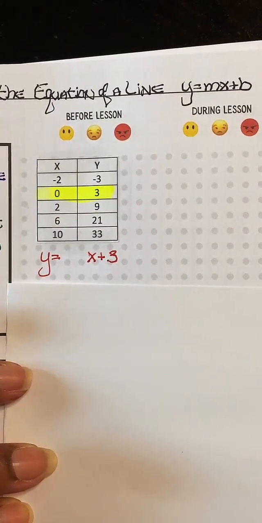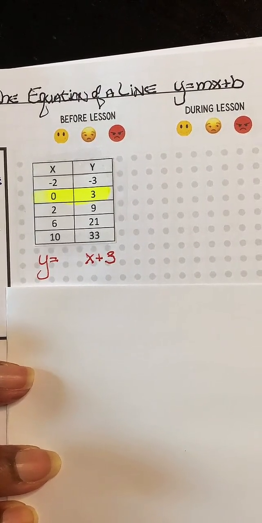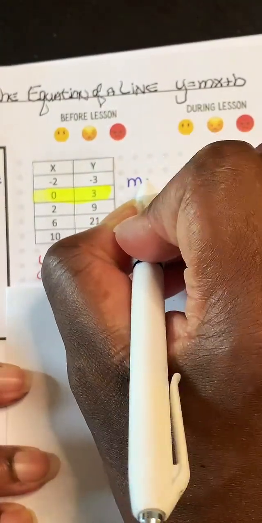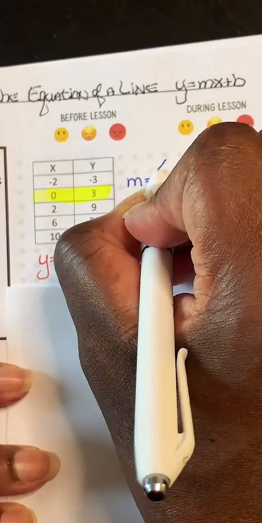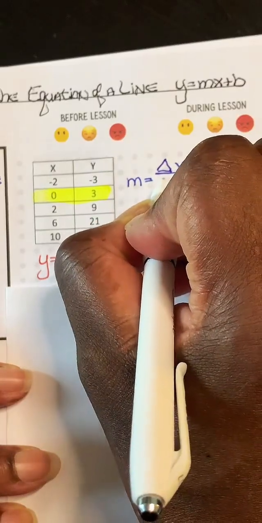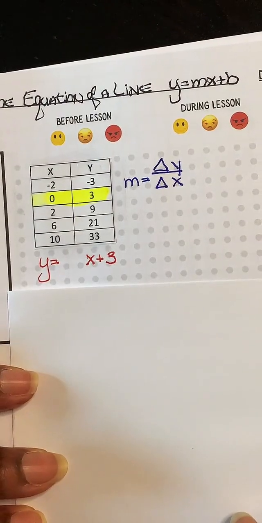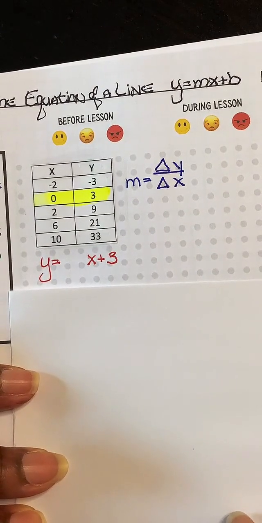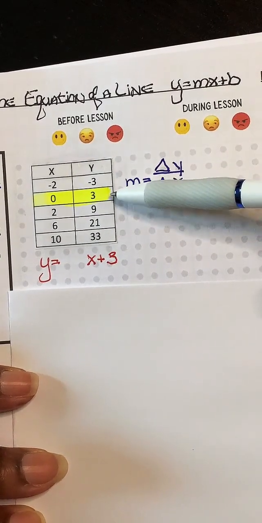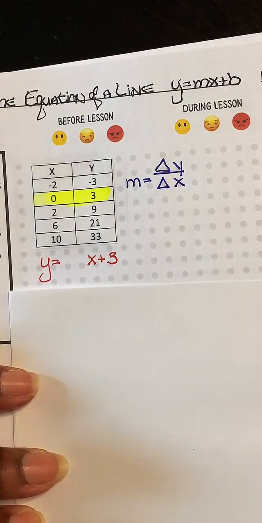Okay, so we're almost there. So now we just need to figure out our slope. And if you recall, last time we did this, which was yesterday, we said that slope is basically the change of your y's over the change of your x's. In this case, we can say it's the pattern of your y's over the pattern of your x's. If I look here, I got negative 3, 3, 9, 21, 33.